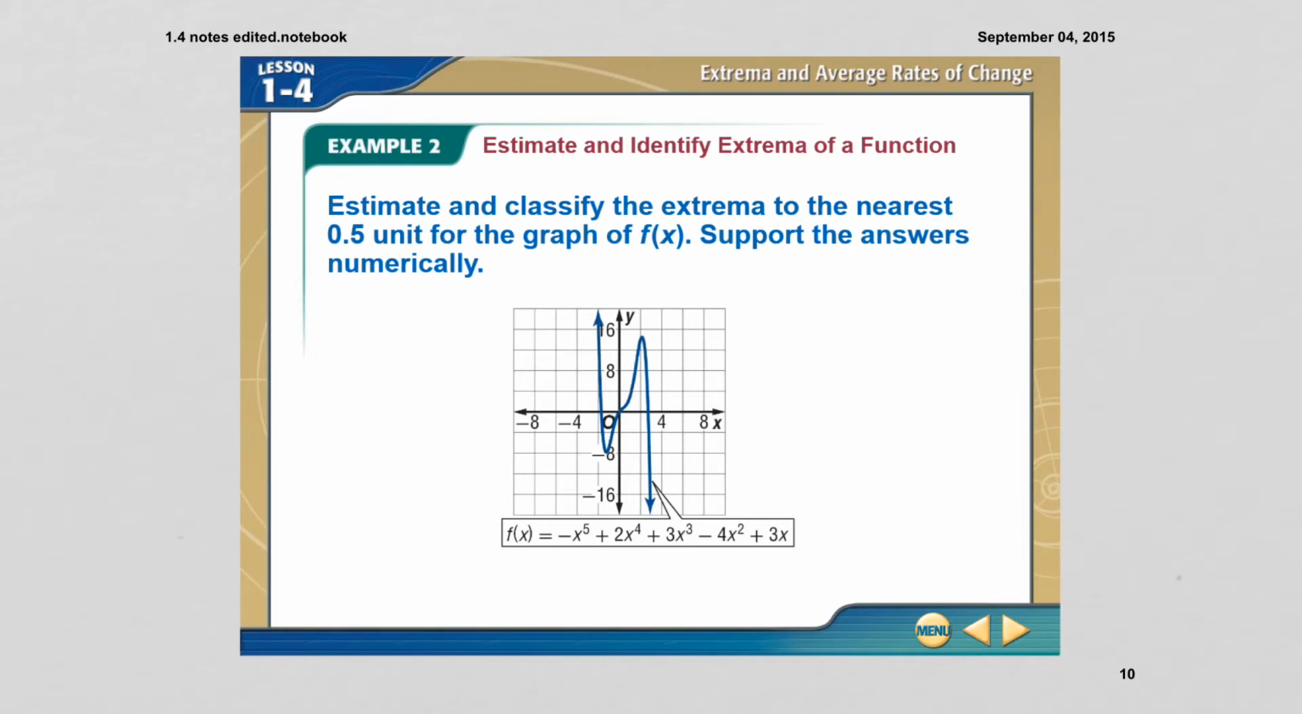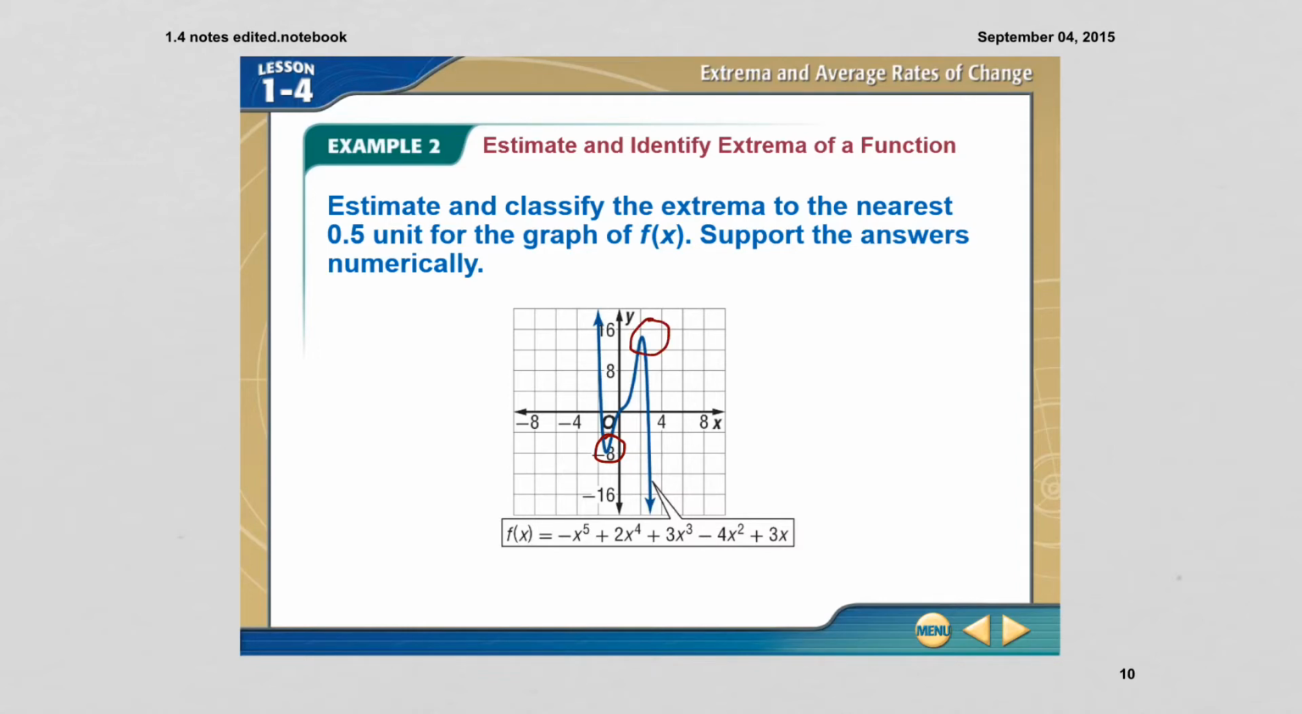Now we're going to look at extrema, and we're going to estimate and identify extrema of a function. Estimate and classify the extrema to the nearest 0.5 unit for the graph of f of x. Support your answers numerically. Okay. As we look at it, it looks like it has a relative minimum at -1. That means that's as far as the function goes down, that's not going towards infinity. And we have a relative maximum at about 2.